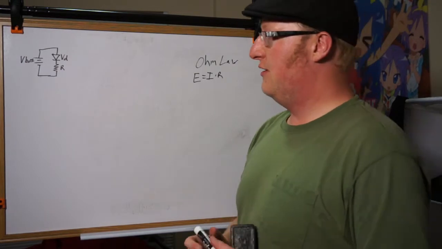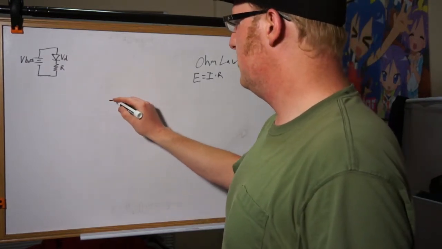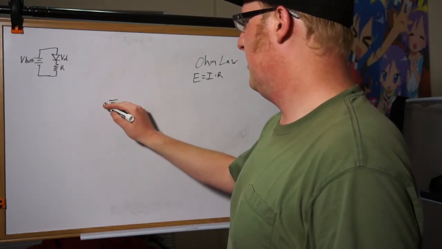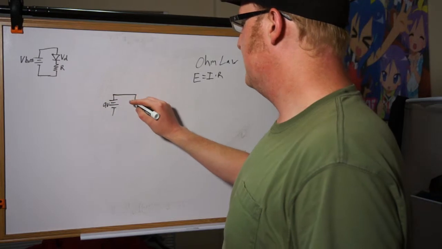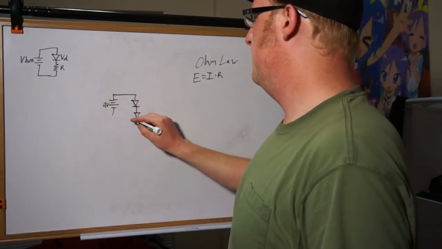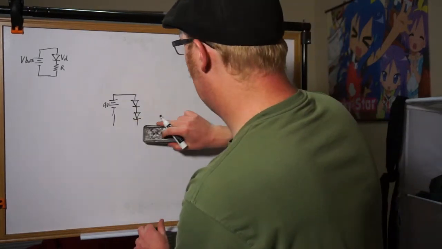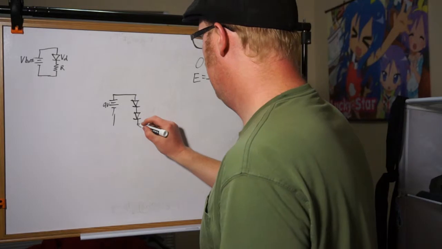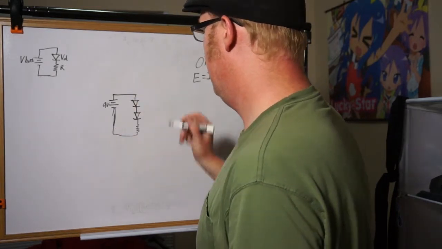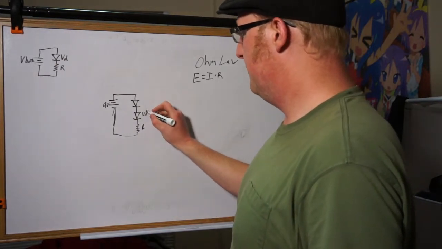The thing is that we can put multiple LEDs in series. So if we imagine a really simple case where we have again a 9 volt battery, and instead of putting in one 3 volt LED, we put in 2. And we put in our current limiting resistor, because otherwise our LEDs pop. There you go.